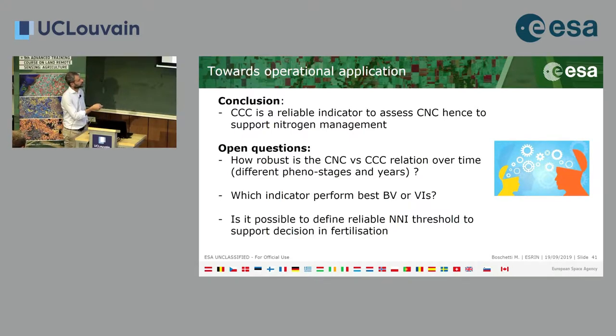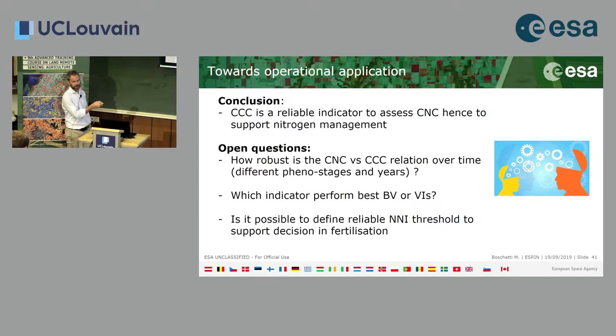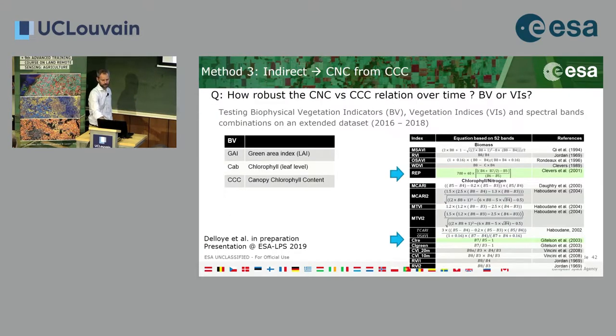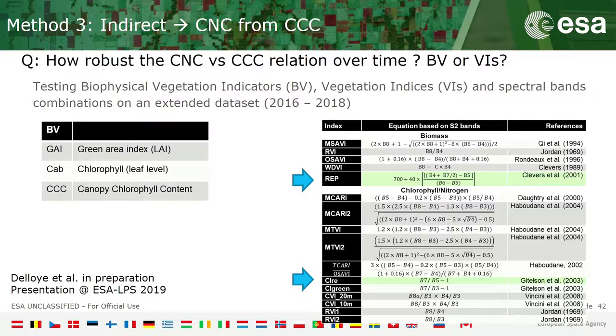But the questions are: are the relations we saw stable over time? Also, we saw that the biophysical variable estimates are good, but if we don't use them, we have to use a vegetation index, so which is the best? And at the end, because this is the main message, when we map the nitrogen nutrition index, can we give support to decision? I mean, the farmer doesn't want all that science behind it; they say, okay, do I have to fertilize, how much and when?